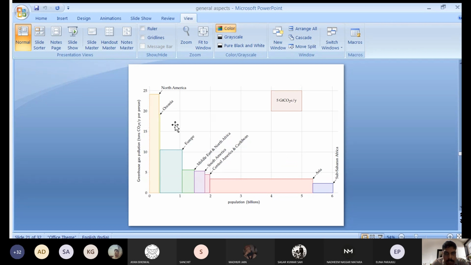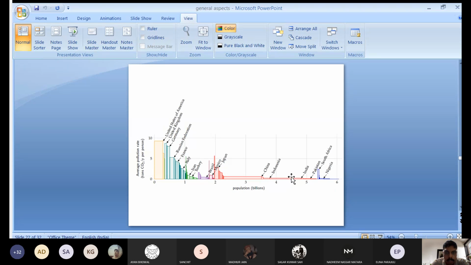So this is the country-wise population: North America, Europe, Middle East, and greenhouse gas pollution, in tons of CO2 per year per person. So developed countries mean more contribution, developing countries less. India, etc. come in Asia. We are contributing less per person, but cumulatively we are contributing a lot because our population is more.